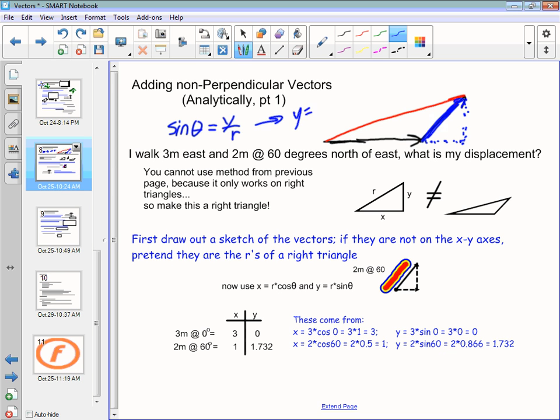Y equals r times sine theta. I'm going to do the exact same thing with cosine. Cosine of theta equals x over r. But I don't want cosine of theta, I want just plain x. It's going to be x equals r cosine theta.